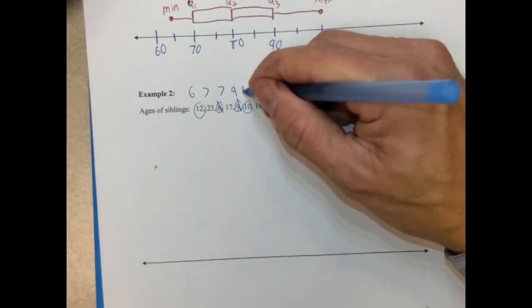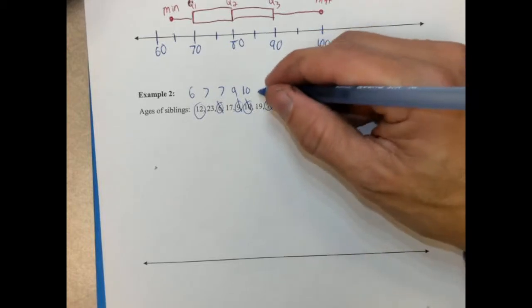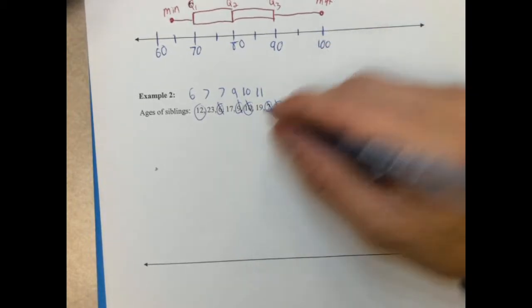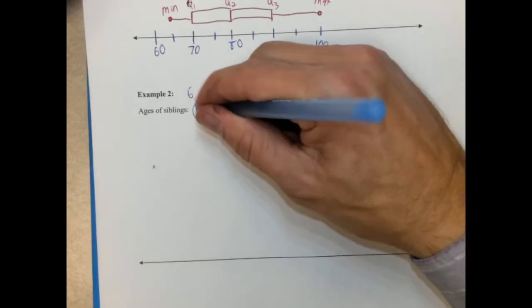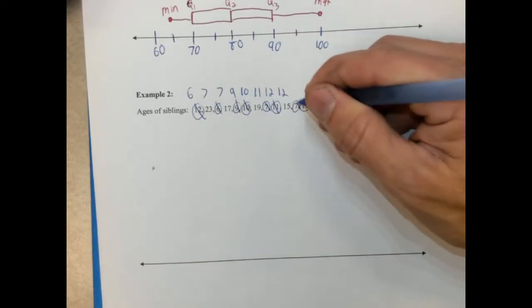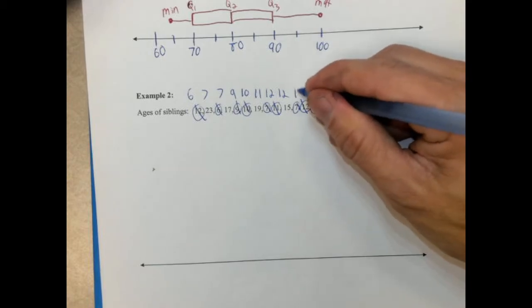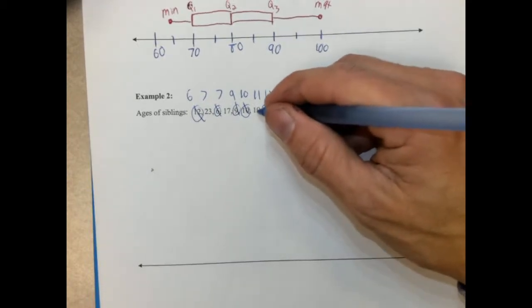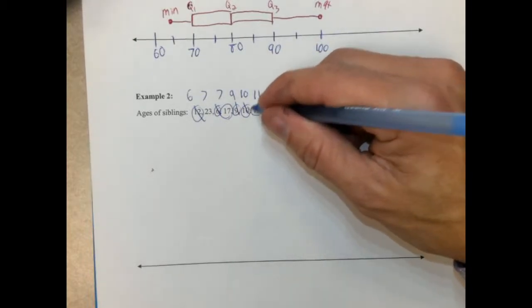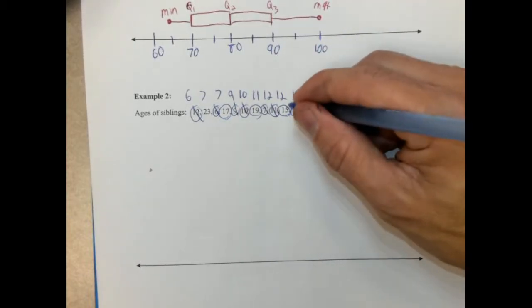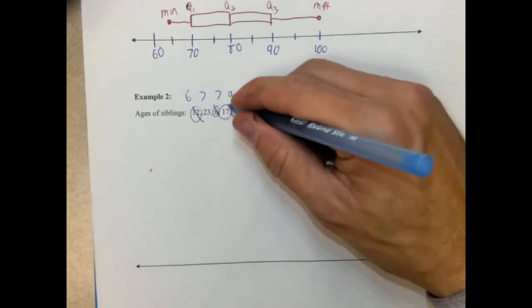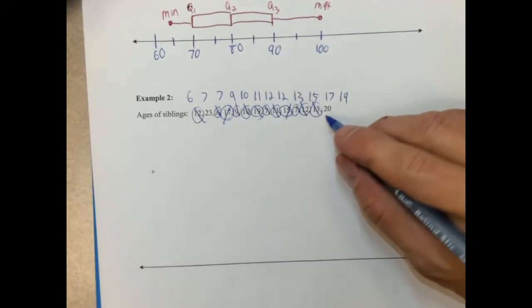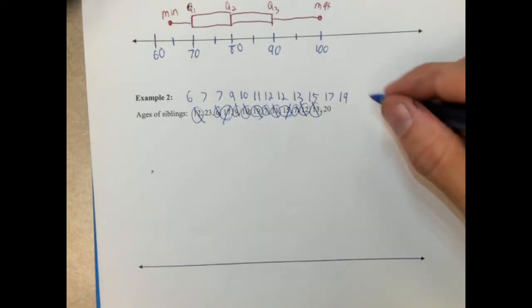So 10, 11. This is two 12s, so 12, 12, 13. And now we got 15, 17, 19. And then 20 and 23.